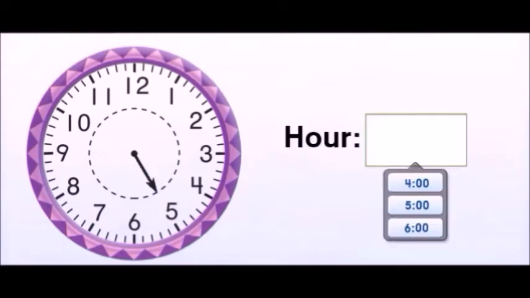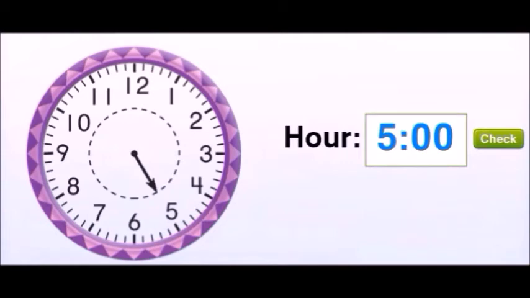Let's practice what we've learned in the video. The time shown is the time to the hour. This is the hour hand. It points to a number on the clock. The number tells you the hour. Look at the number the hour hand is pointing to. What hour is shown on the clock? The hour hand is pointing to the 5, so you write 5 with 2 zeros after the number to name the hour. How would you say this time? It's 5 o'clock. The hour hand points to the 5. It's 5 o'clock.